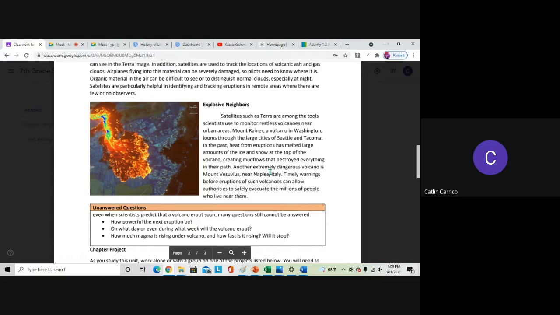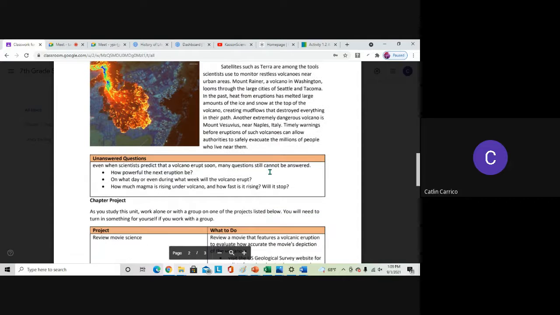So with these, we have 3 unanswered questions that volcanologists and Earth scientists like to focus on. Even when scientists predict that a volcano will erupt soon, many questions still cannot be answered. How powerful will the next eruption be? On what day or even during what week will the volcano erupt? And how much magma is rising under the volcano and how fast is it rising? Will it stop?